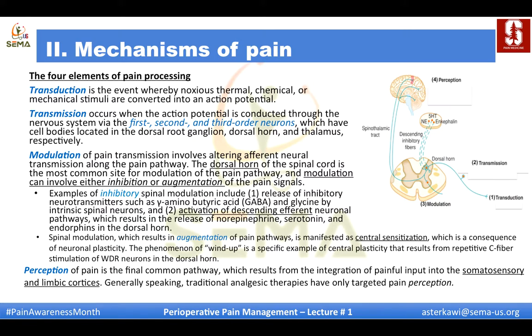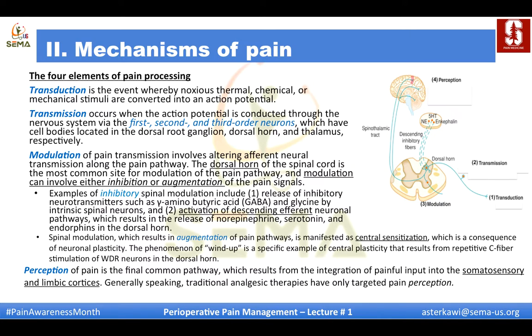However, things do not always go as we like. Spinal modulation sometimes results in augmentation of the pain pathway, which manifests as central sensitization, which is a consequence of neuroplasticity. The phenomenon of wind-up is a specific example of central plasticity that results from repetitive C fiber stimulation of the WDR neuron in the dorsal horn.